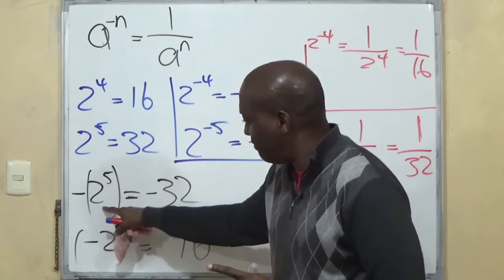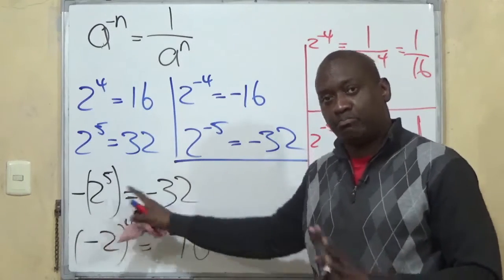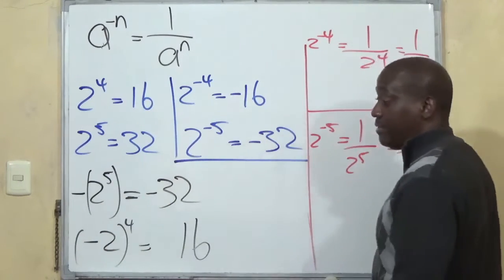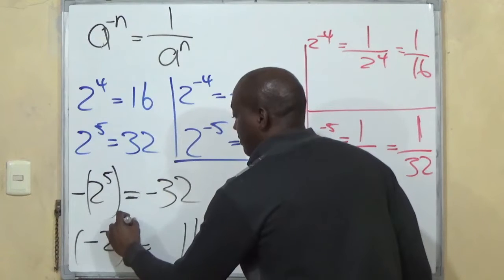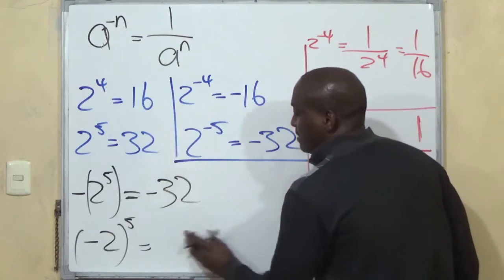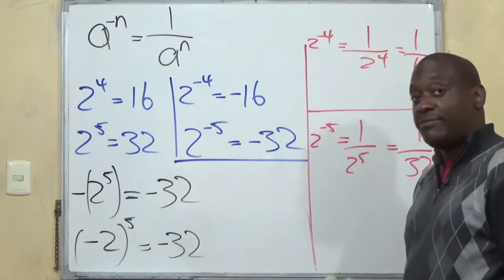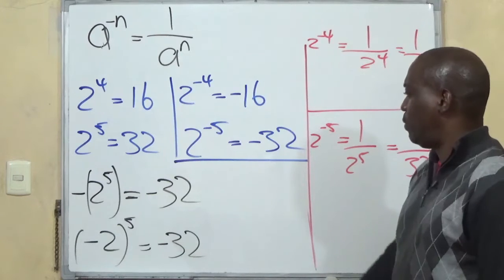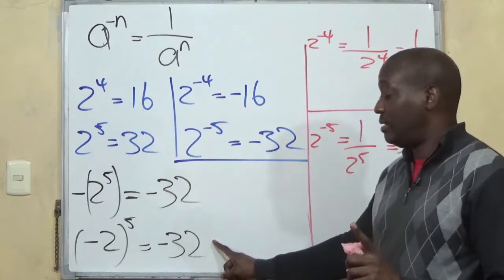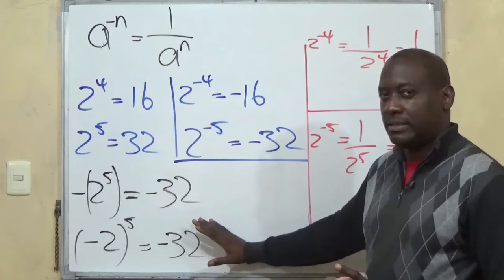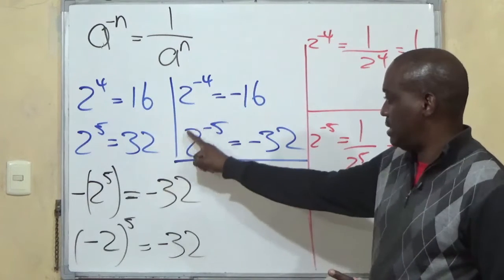Minus 2 to the power of 5 is minus 32, because 2 to the power of 5 is 32. No problem. The other thing too is if you take minus 2 in brackets and you raise it to the 5th power, in this case you will also get minus 32 as the answer. So you have two instances here where you could end up with minus 32 as the result of processes that are different, have nothing to do with this.